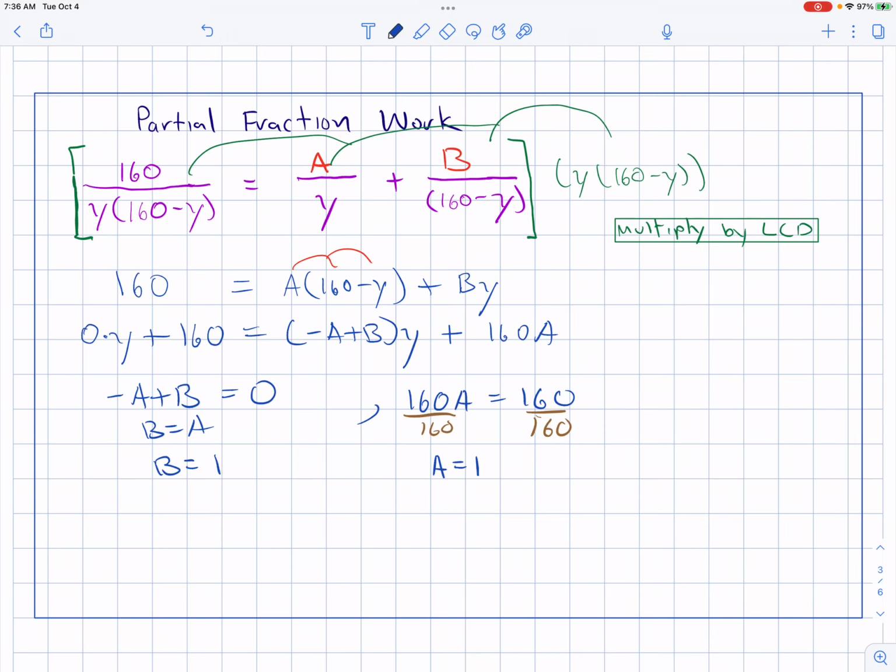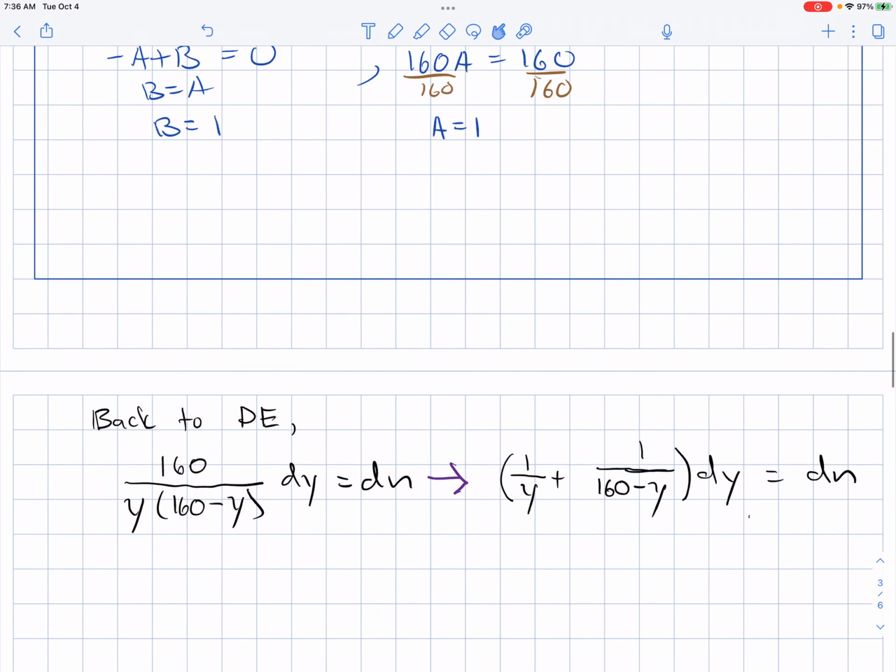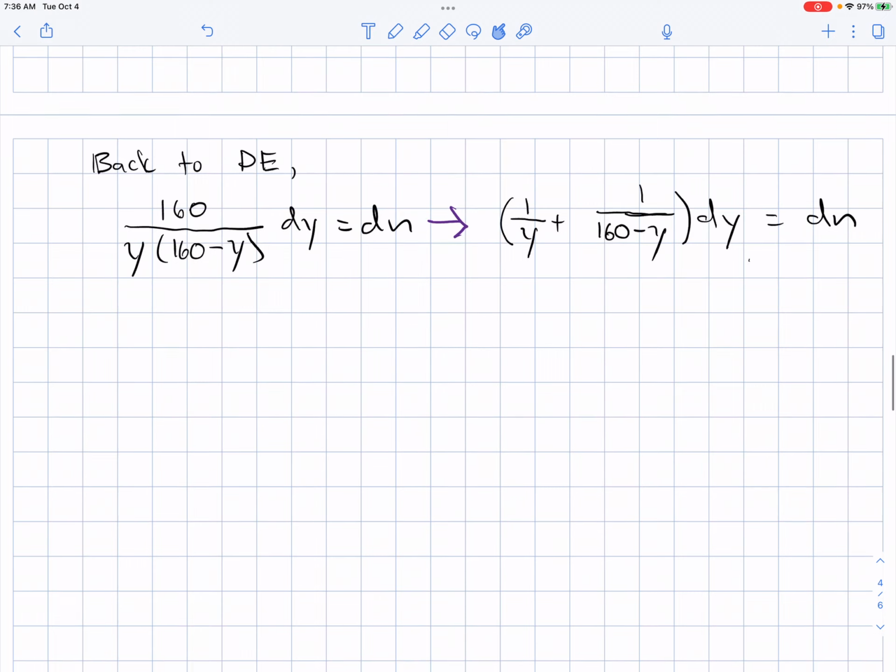So voila, we know our partial fraction breakup is just going to be 1 over y plus 1 over 160 minus y. So let's go back to that, which I have already written here. This problem can be a lot. This can make it a long video or a shorter video, which I ideally want to make slightly shorter.